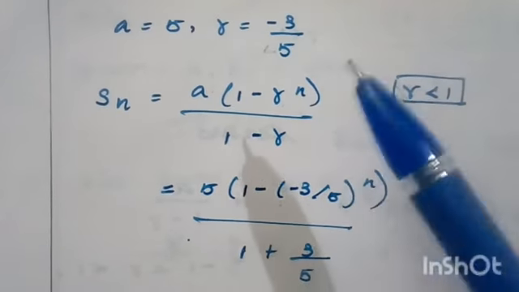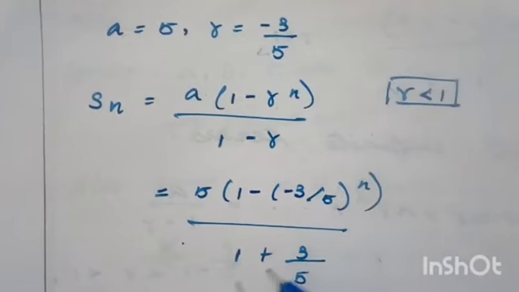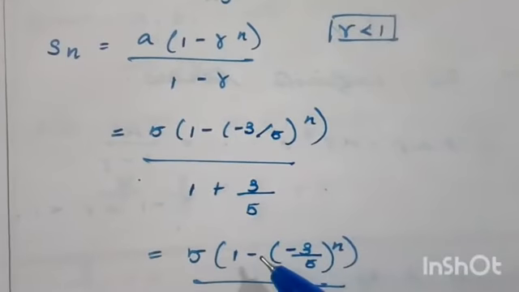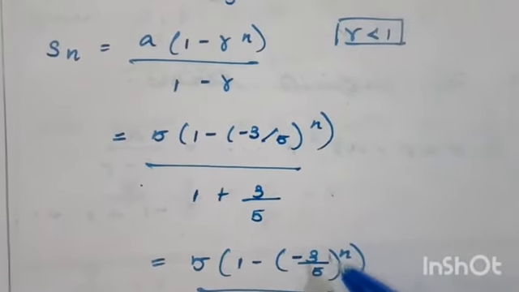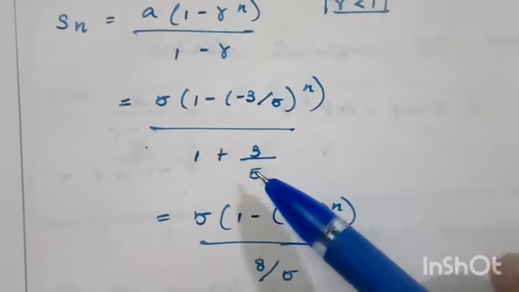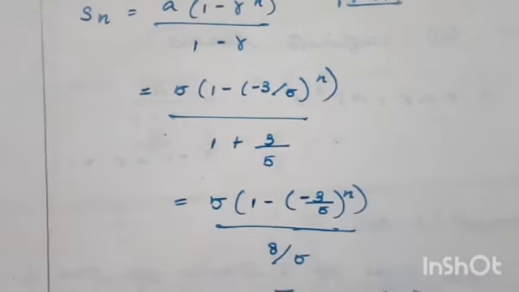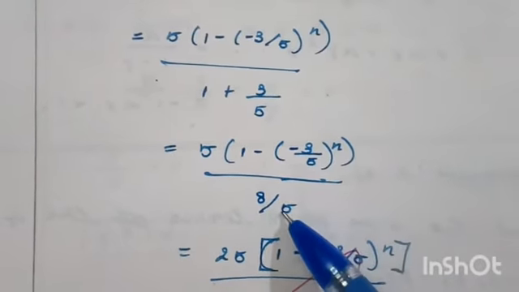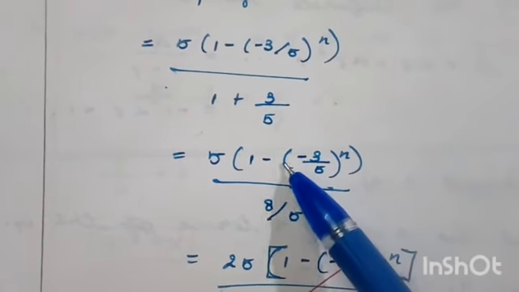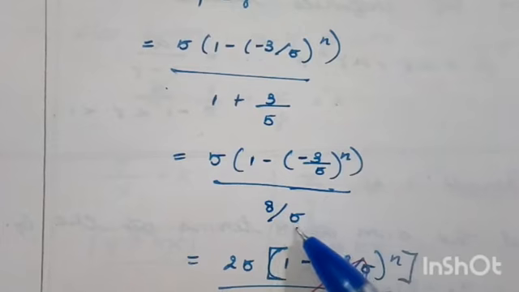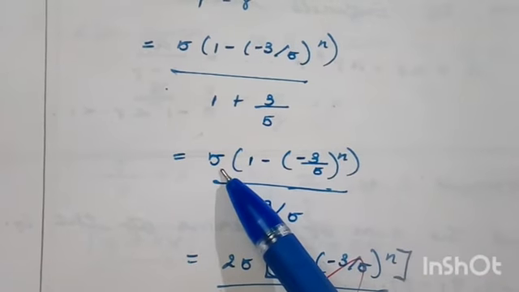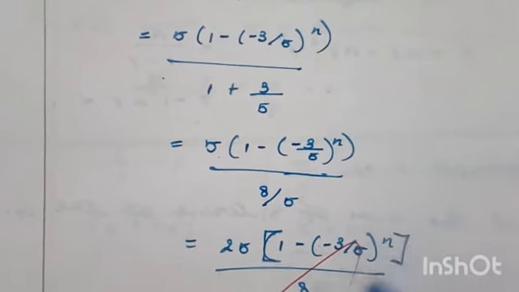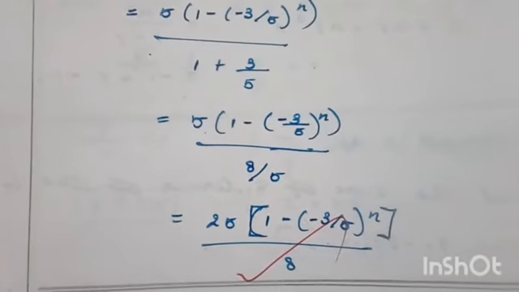In the formula we have 1 minus the common ratio r, whose value is minus 3 by 5. So minus into minus is plus, giving 1 plus 3 by 5. Now 5 into 1 minus 3 by 5, the whole power n, by, we take the LCM: 1 into 5 is 5, 5 plus 3 is 8 by 5. Then the denominator 5 moves to the numerator. So that is 5 into 5, 25. 25 into 1 minus 3 by 5, whole power n, by 8. So this is the answer.